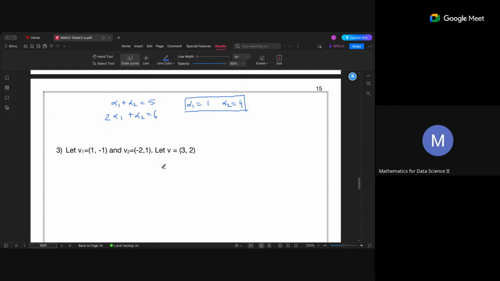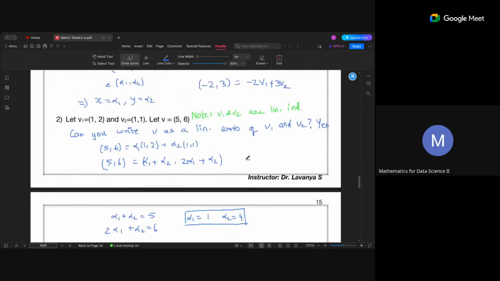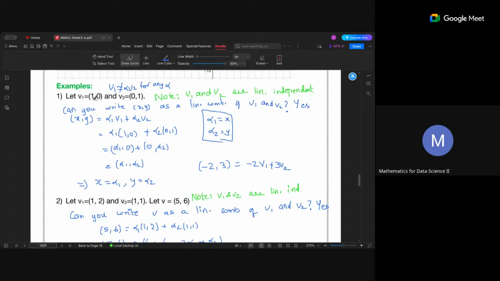Okay, so this one I will leave as homework. How to check if it is independent or not? See, independence for two vectors, you can check in this way: can you write one as a multiple of the other? Alpha times (1, 0) is always of the form (alpha, 0). It cannot be of the form (0, 1). Similarly, alpha times (1, 2) means the second should always be a multiple of the first, so 2 times the first one. So you see, obviously, they are not multiples of each other.